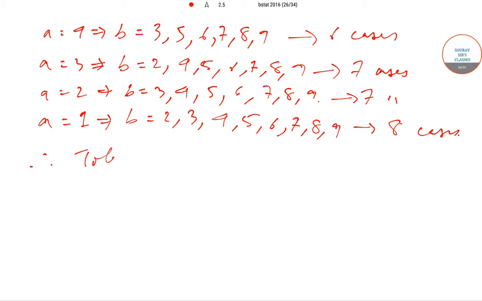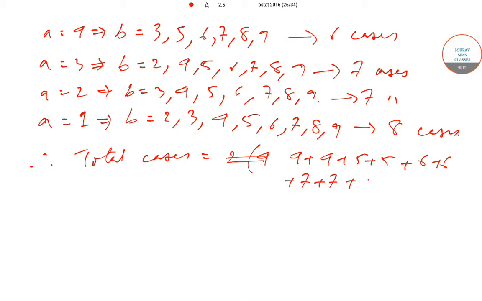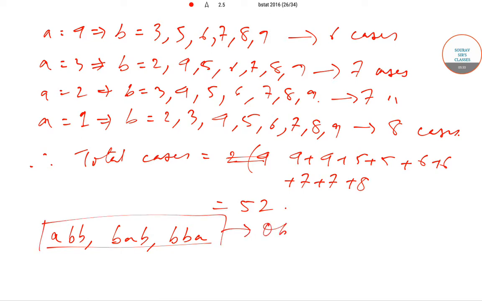Therefore, total cases will be equal to 2 into 4 plus 4 plus 5 plus 5 plus 6 plus 6 plus 7 plus 7 plus 8, which will be equal to 52. So therefore the obtainable structures will be somewhat like ABB, BAB, or BBA.